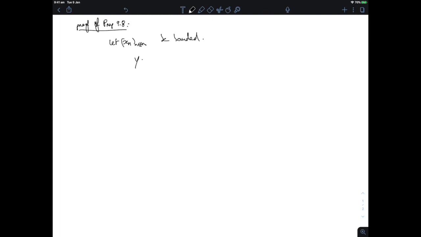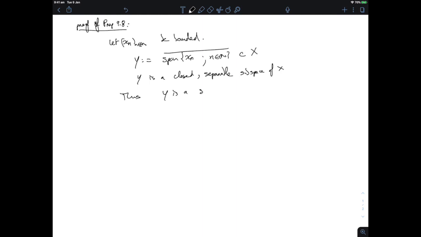And then consider the subspace Y that is defined by taking the span of this X_n and taking the closure of that in the Banach space X. So this is a closed subspace and it is separable. That's the closure of a span of a countable set. So it's a closed separable subspace of X, and therefore it is a separable and reflexive Banach space, because we've seen that reflexivity goes to closed subspaces.